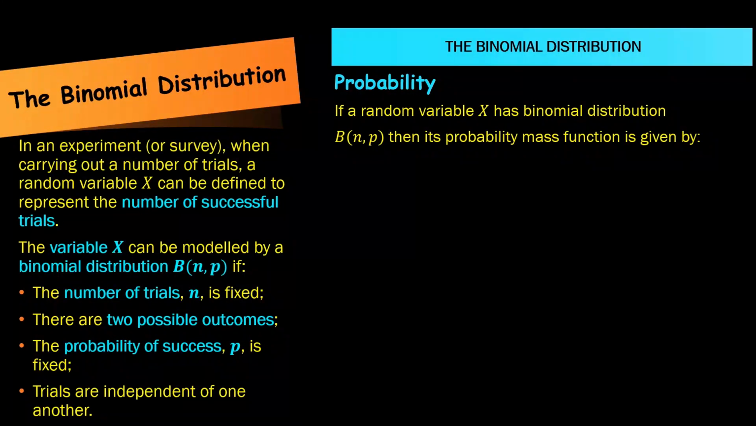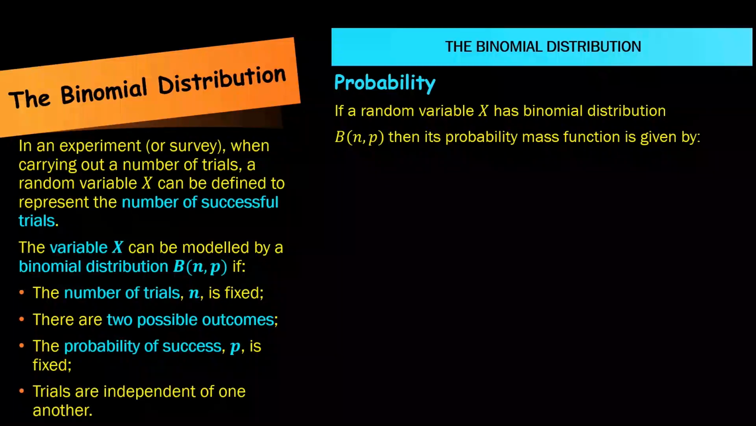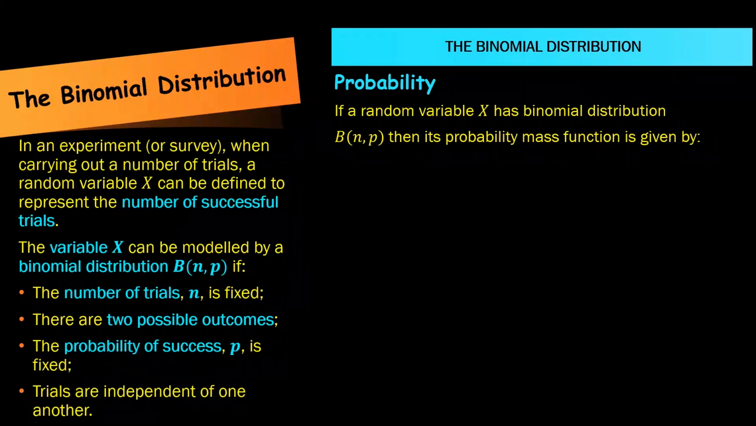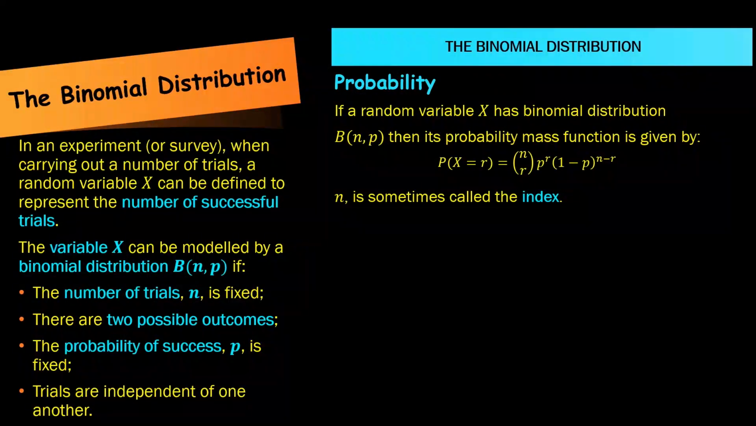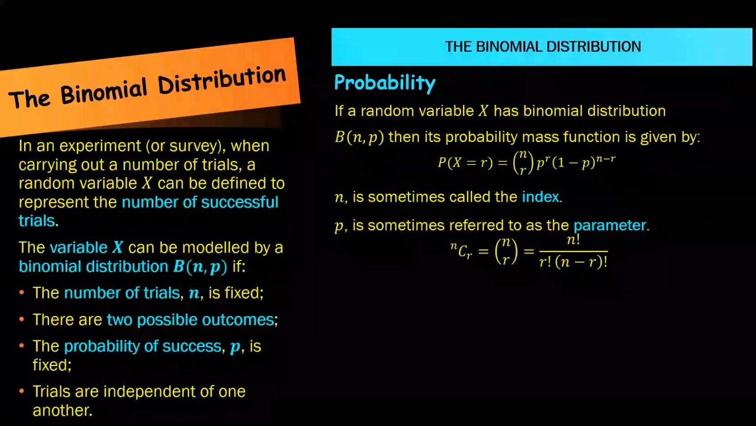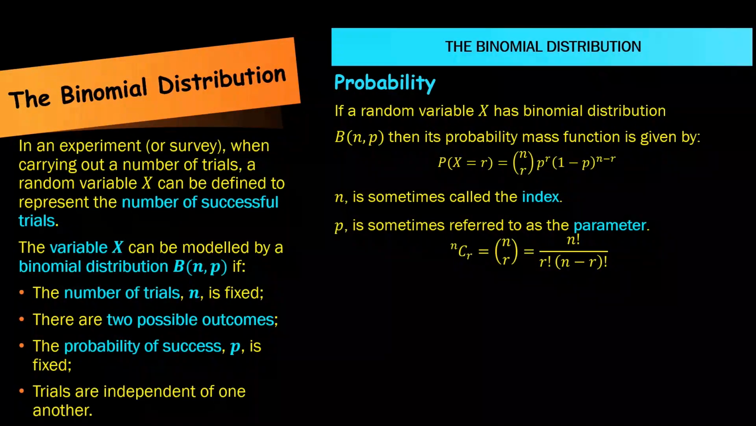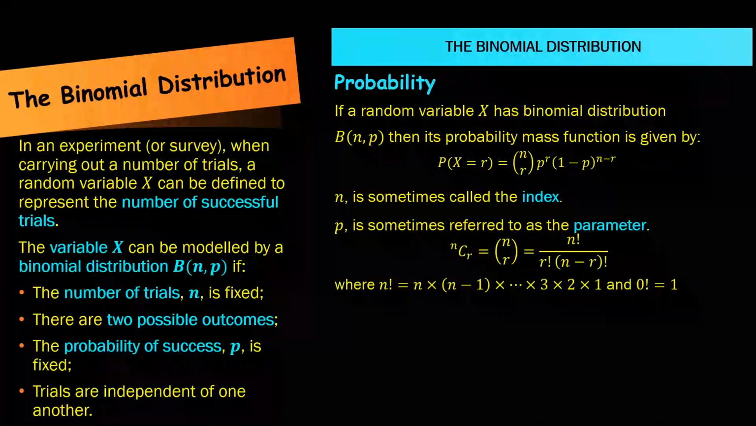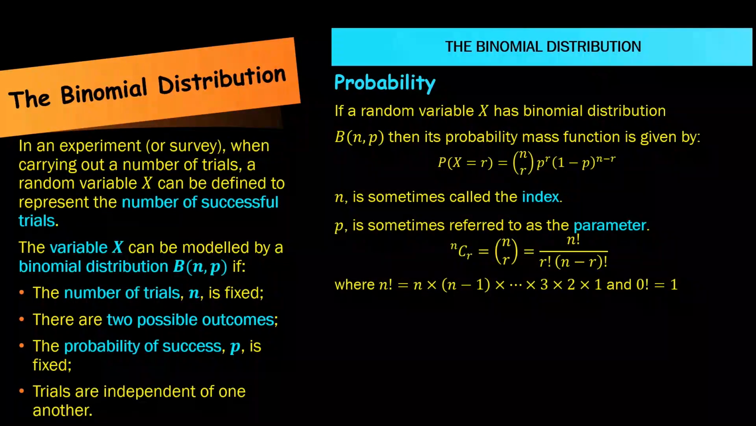If a random variable x has binomial distribution B(n, p), then its probability mass function is given by the probability of x equals r equals n choose r, p to the power r, times 1 minus p to the power n minus r. n is sometimes called the index. p is sometimes referred to as the parameter. n choose r equals n factorial over r factorial times n minus r factorial, where of course n factorial is n times n minus 1 times all the way down to 3 times 2 times 1, and 0 factorial is equal to 1. This is convention.